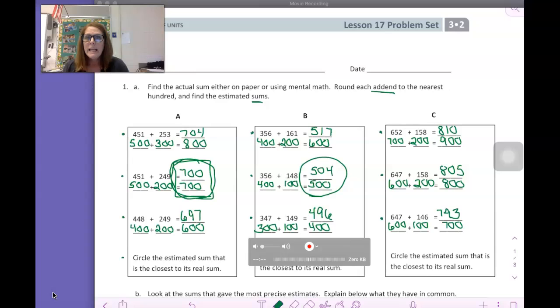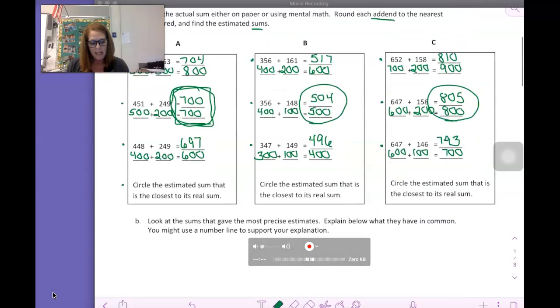Welcome back. Here are the answers you should have in box C. If you got anything wrong, please pause the video and make your corrections. They tell us at the bottom of box C, just like the other boxes, to circle the estimated sum that is the closest to its real sum. And that is the middle one again.